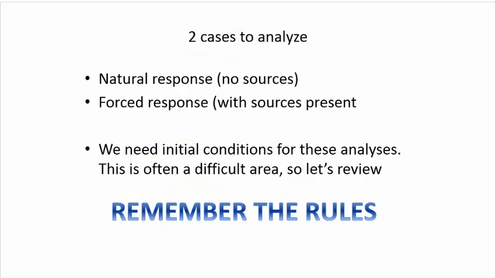So we're going to have two cases to analyze, just like we did in the last chapter. In one case, we're going to look at the natural response of the circuit, so there will be no sources present. It will have some initial charge on some element in there somewhere, and you will see what happens when you open and close a switch and how the circuit will behave by itself. And then we'll look at the forced response. That means that the sources will be present in the circuit.